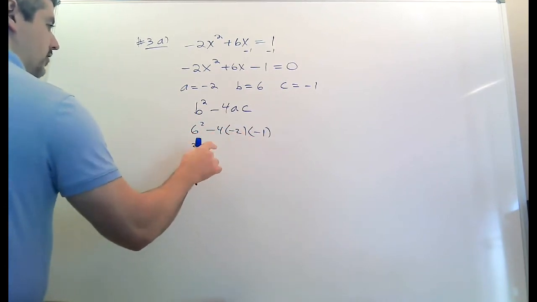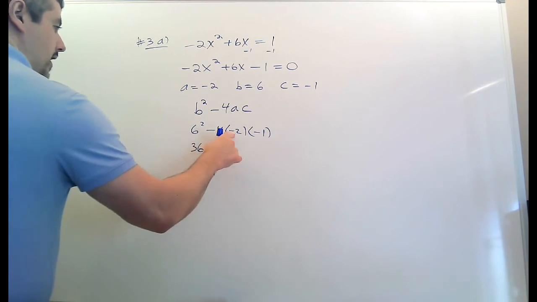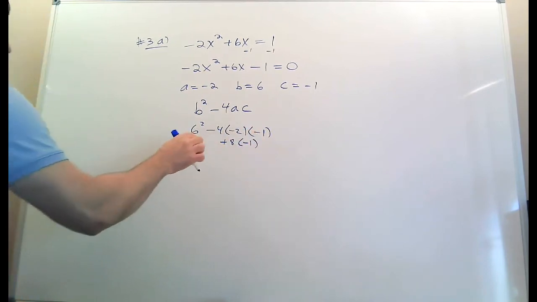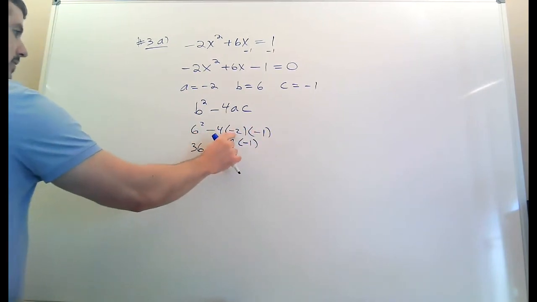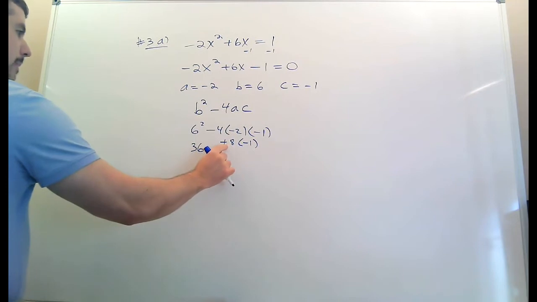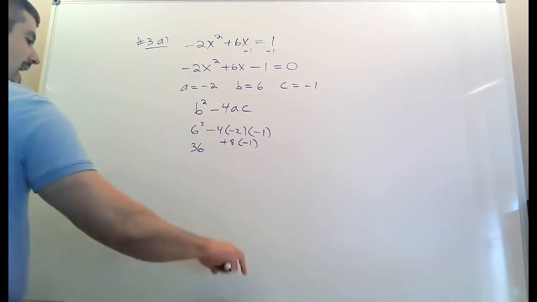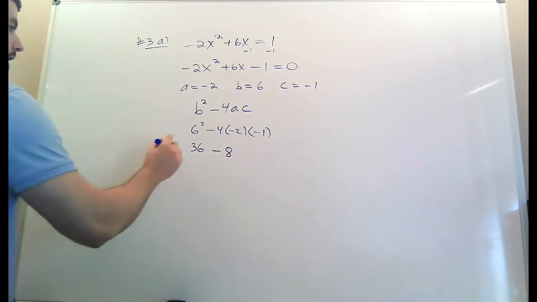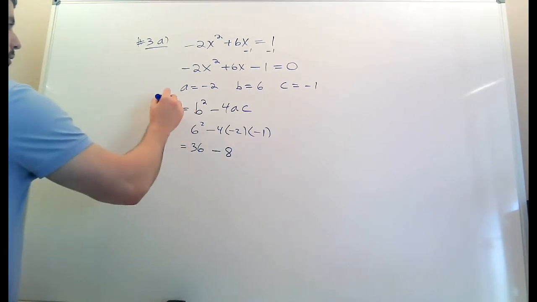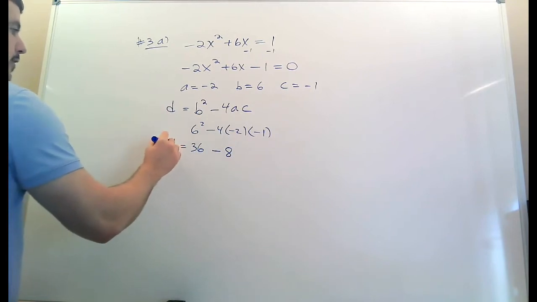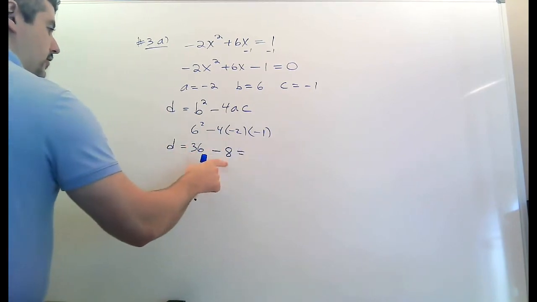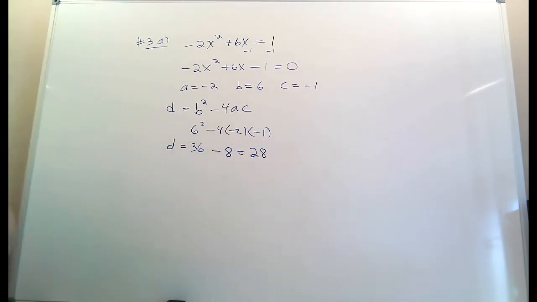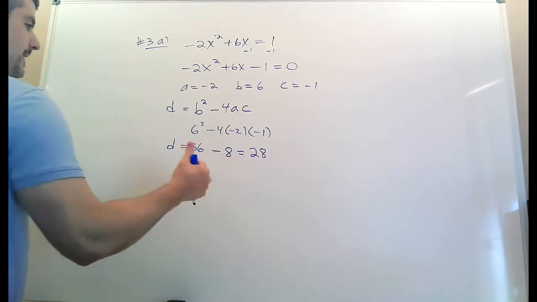6 squared is 36. Negative 4 times negative 2 is positive 8. And then you're going to multiply. See, do it in two pieces. You won't mess it up. Negative times negative is positive, right? 4 times 2 is 8. Positive 8 times negative 1 is negative 8. So there you go. The discriminant, D for discriminant, is going to be 36 minus 8, right? Which is 28. Check: 28 plus 8 is 36.